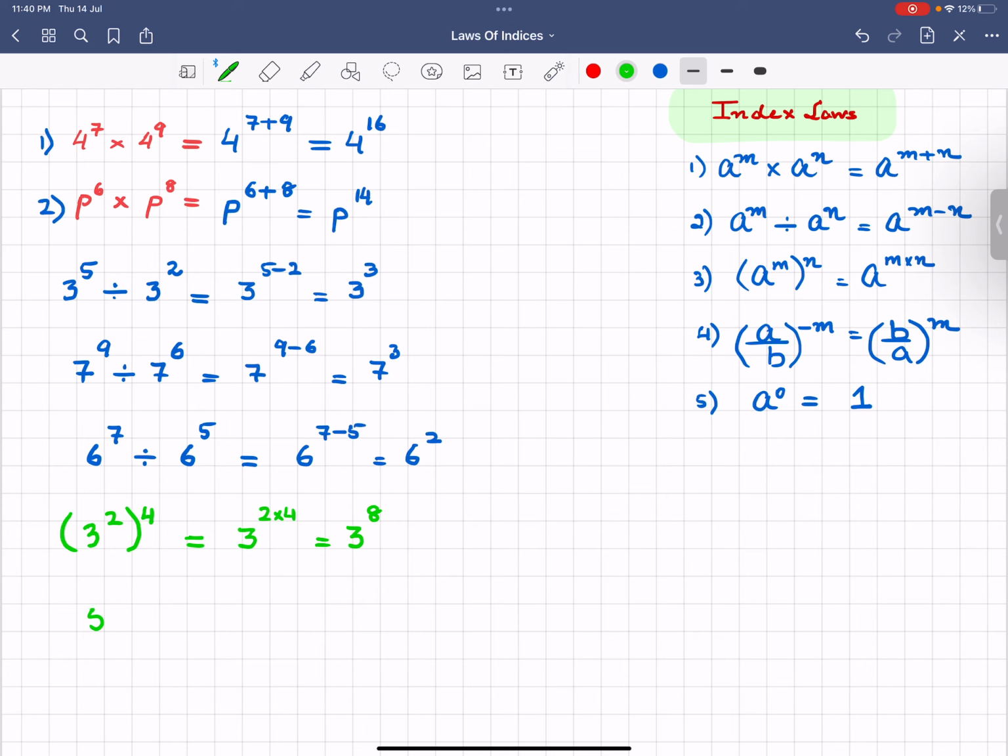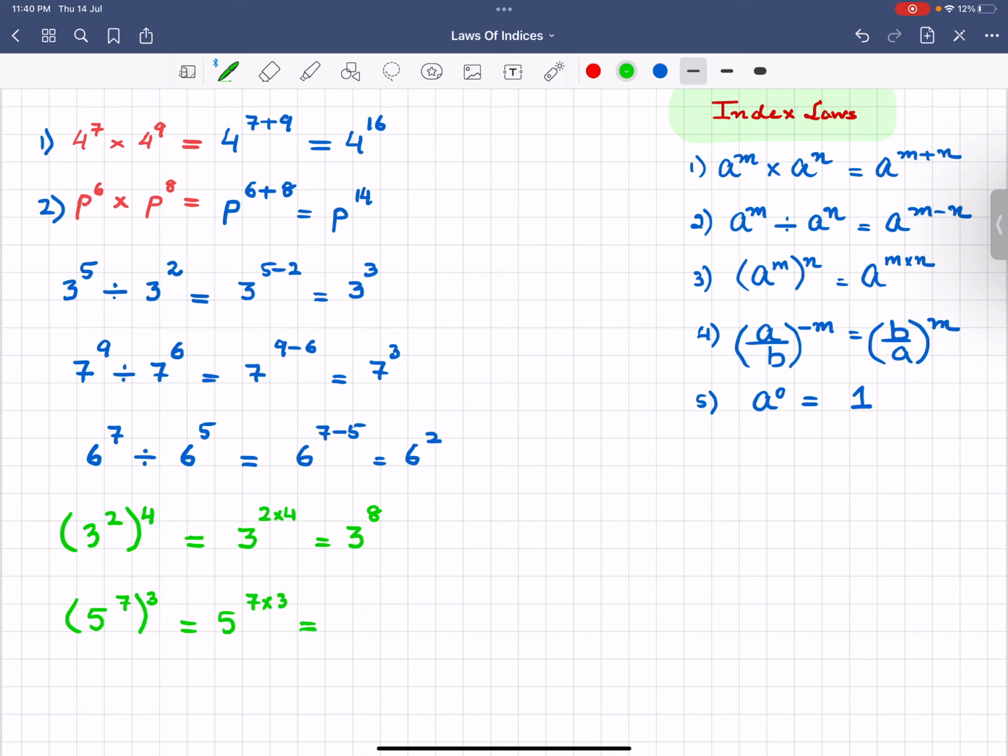We have 5 to the power of 7 with the whole thing raised to the power of 3. So here again we have a power of 7 and then the whole of this bracket is given a power 3. So here we have 5 to the power of 7 times 3.